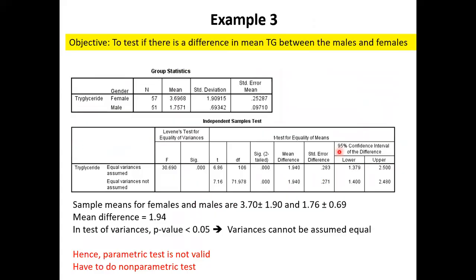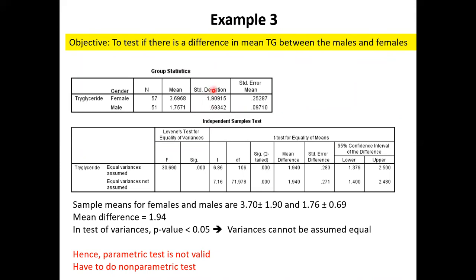Look at the third example. What's the objective? Come on, a complete response. What is the objective? What do you want to know? Mean difference, a difference in mean TG between males and females.